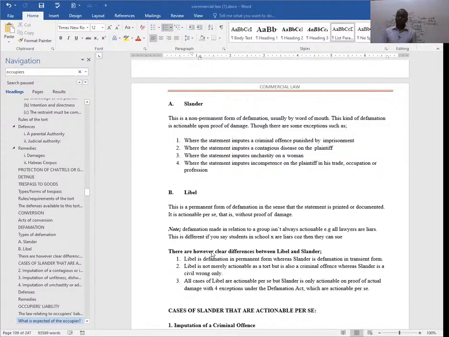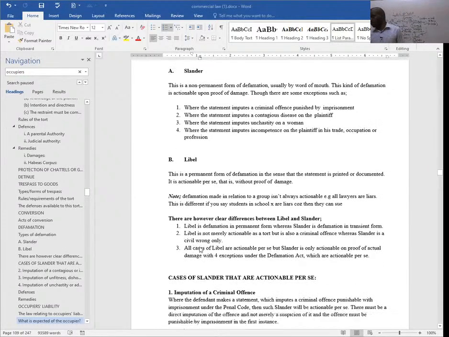So we can look at the general defenses of tort. What we mean by the general defenses of tort are basically those defenses that can be used by the defendant to protect himself in a court of law if you're accused of maybe defamation, or maybe occupiers liability, trespass, and all those we've come across under the law of tort.